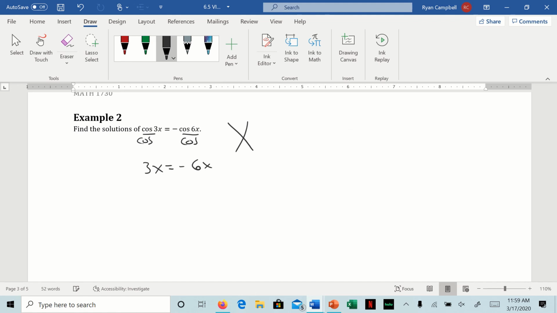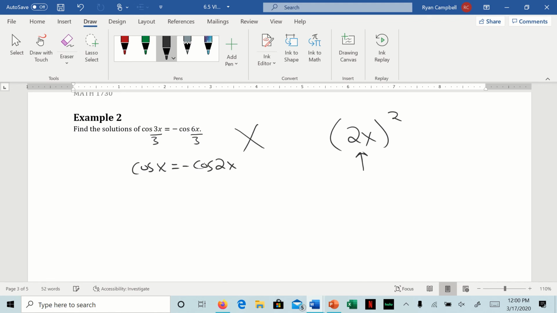There we go. So we can't just divide by cosine. Another thing we can't do is divide by 3 in this case, to get cosine of x equals negative cosine of 2x. That's also not allowed. It's kind of like if you have 2x squared, you can't divide by the 2 inside, because the exponent, the actual function, happens first, right? You have to do that first.